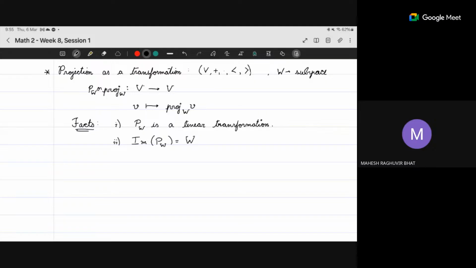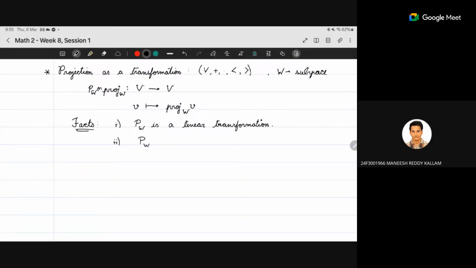Zero is still in W. Oh, yes, correct. Sir, a small confirmation. Sir, image is the range of the subspace, right? Yes, that's why you're taking W as the range. Okay. Before image, maybe I have to say this.